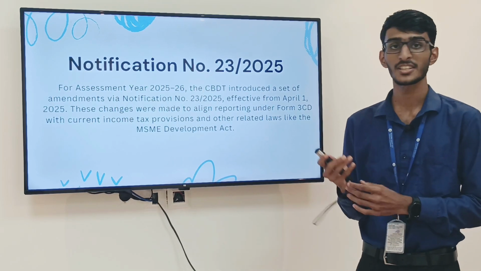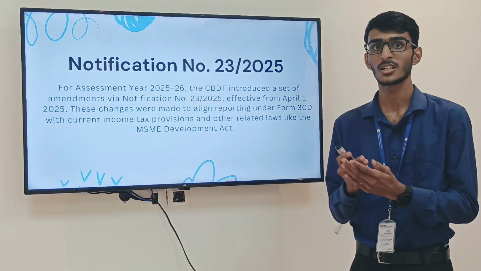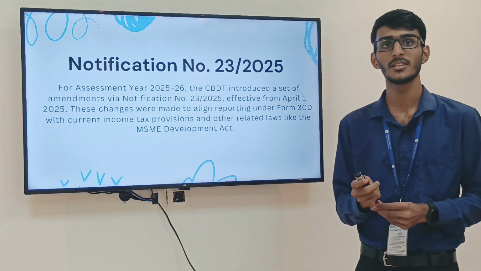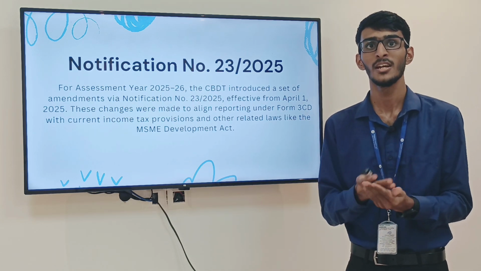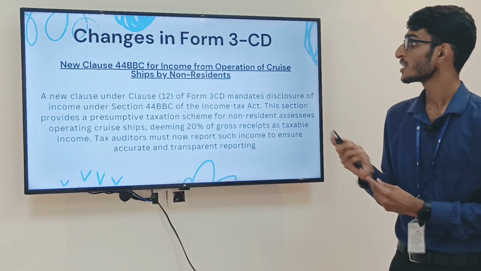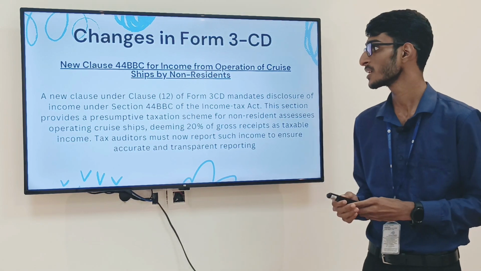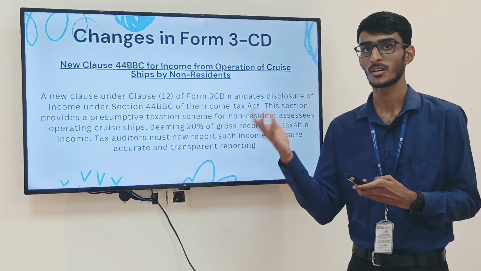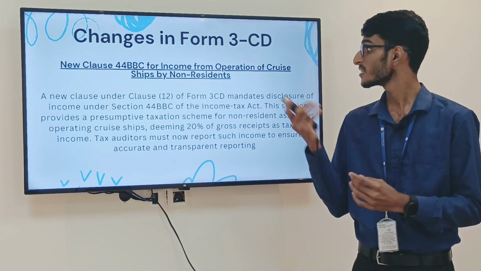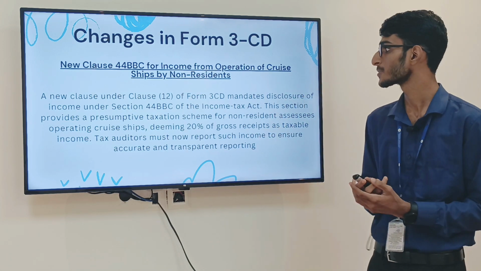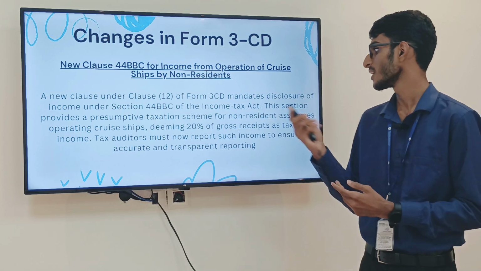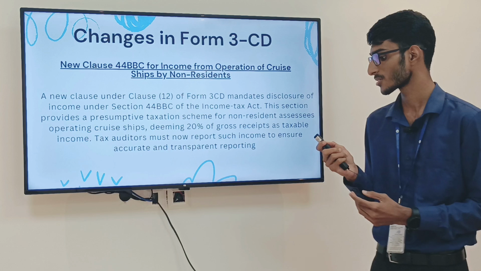Now let's look at notification number 23/2025, which says what changes have been made in Form 3CD. The amendments were made on March 28, 2025, and are applicable from April 1st, 2025, for assessment year 25-26. The first change is the introduction of clause 44BBC, which is a clause for presumptive taxation for non-residents who are in the business of operation of cruise ships. Here they can declare their income as 20% of the gross receipts, and this must be reported accordingly in this clause.